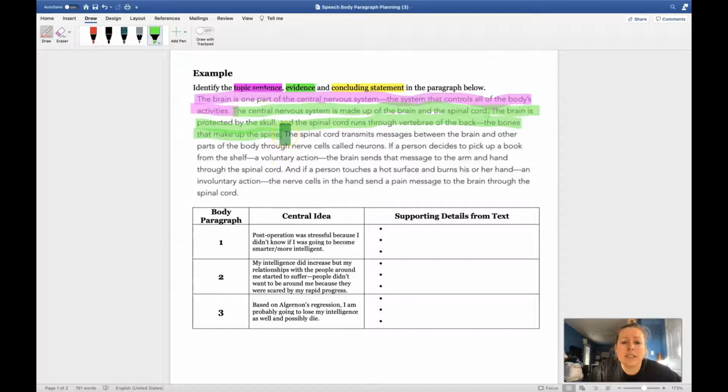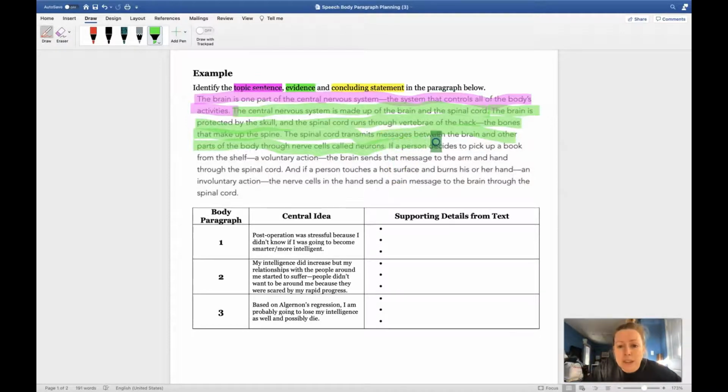The next sentence says the spinal cord transmits messages between the brain and other parts of the body through nerve cells called neurons. Again, a fact. So I'm going to highlight this green as well because it is evidence. And these next two sentences are actually pieces of evidence called examples.